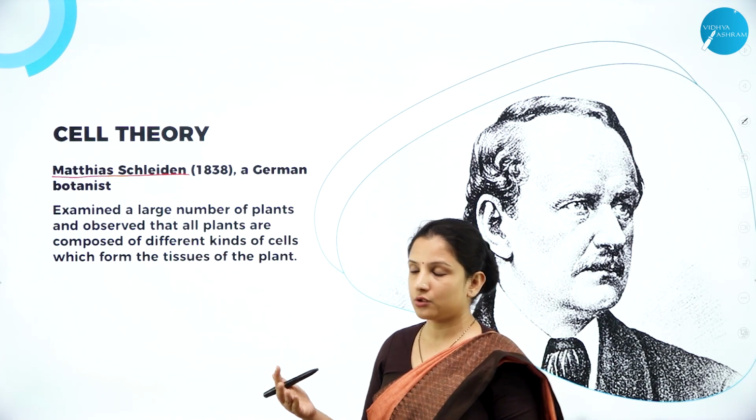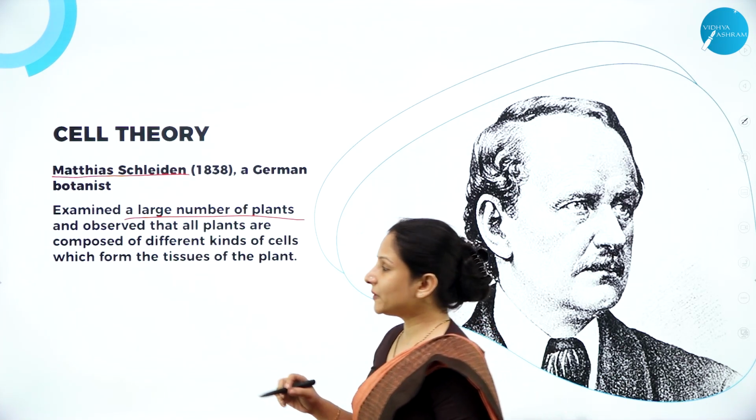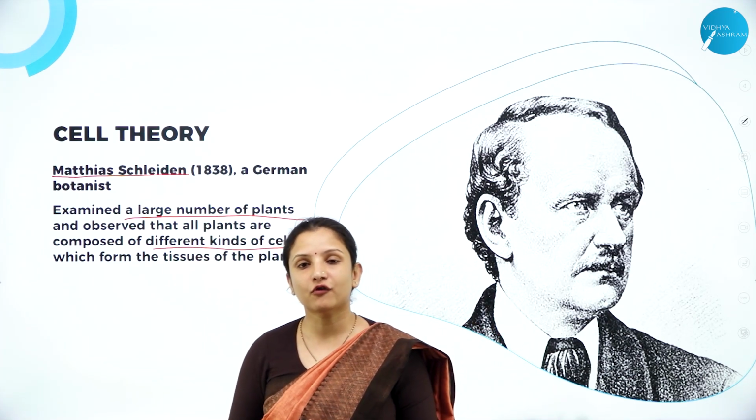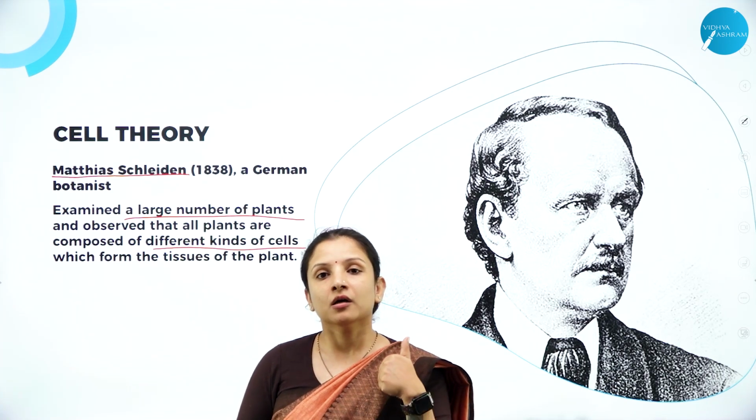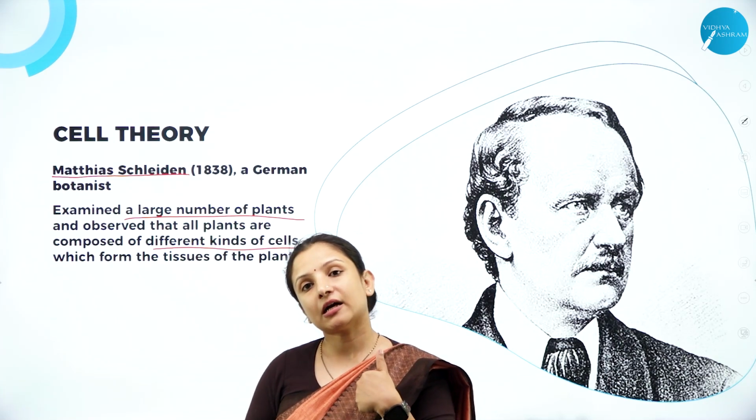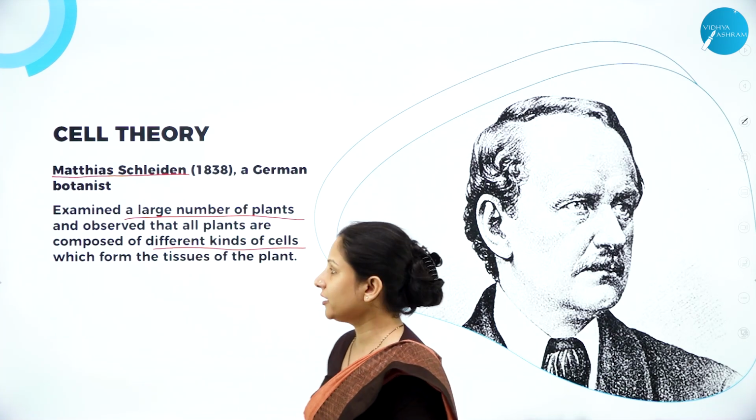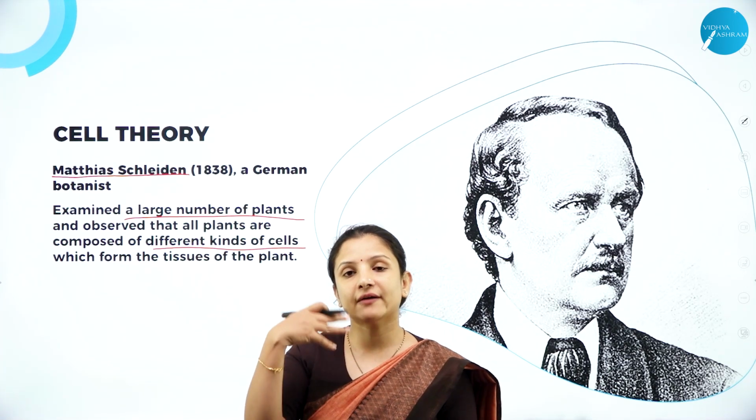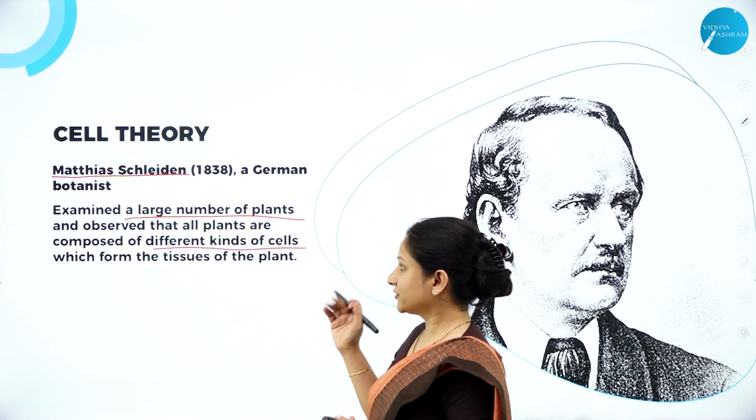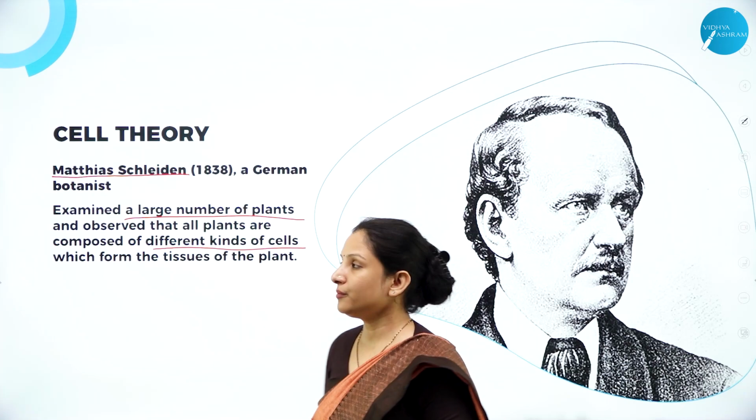What Matthias Schleiden did was, he examined a large number of plants and observed that all plants are composed of different kinds of cells, and these cells come together to form a tissue. Say, for example, the ground tissue consists of parenchyma cells, sclerenchyma, chlorenchyma, collenchyma and all that, right? And talking about the vascular tissue system, we have the xylem and the phloem. So there are different types of cells present in the plant, and that credit goes to Matthias Schleiden, a German botanist.